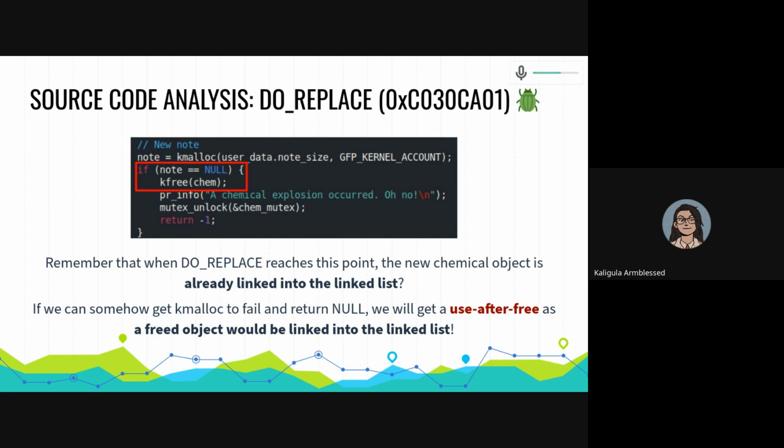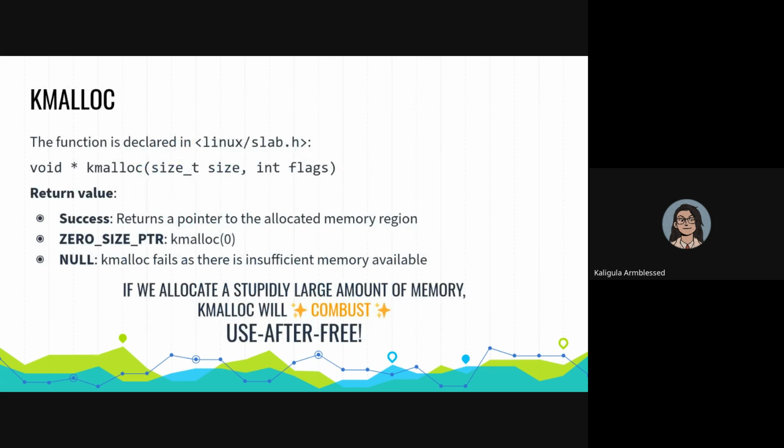So somehow, if we can get kmalloc to fail and return null, we'll get a use after free. Because what happens is if node equals null, it will free the chemical object, even though it's already linked to the linked list. So this is a bug, and this can be potentially very, very bad because the freed object will already be in the linked list, and we can access the object using the IDX count. So this is buggy. Let's talk about kmalloc first.